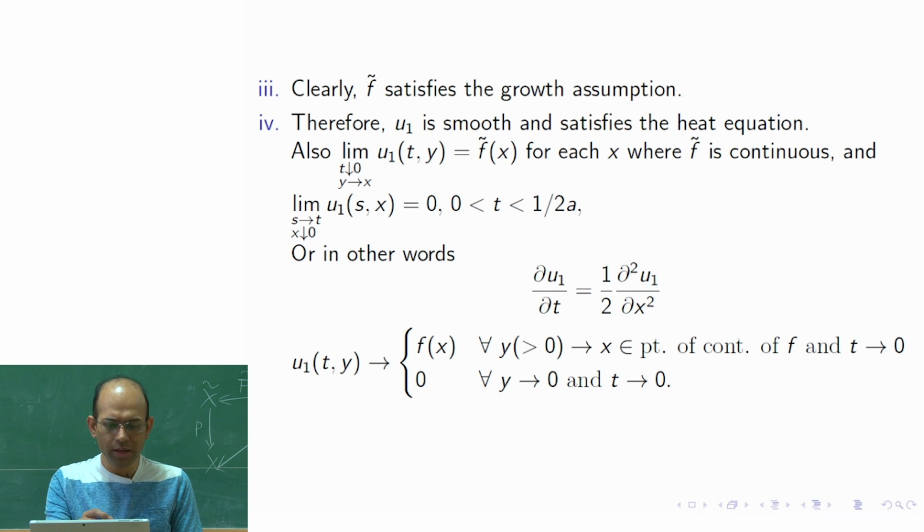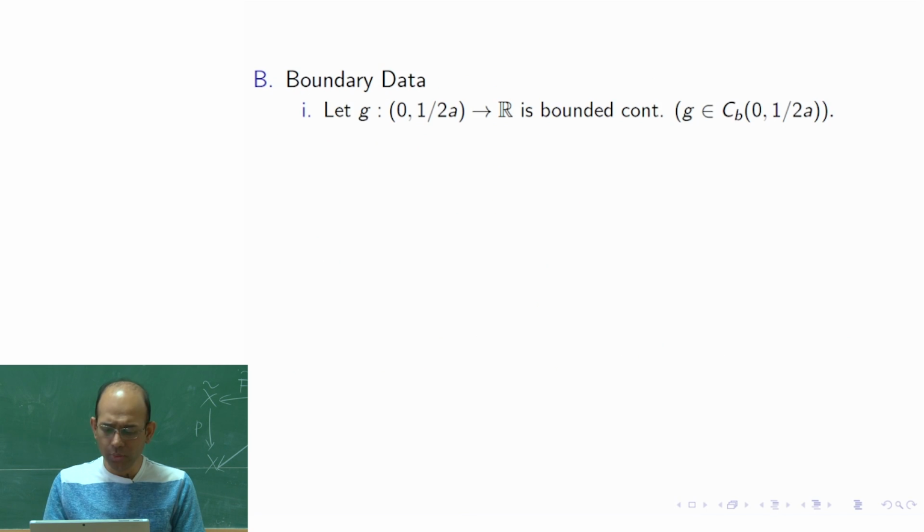Okay, so whatever I have written in this fourth part is also rewritten now again, exactly the same thing but in a different language: u1 satisfies this heat equation and u1 converges there. This part is important, that at the point of continuity of f, everywhere this limit would not converge, only for those points x where f tilde is continuous. So there it would converge. Now we talk about boundary data.